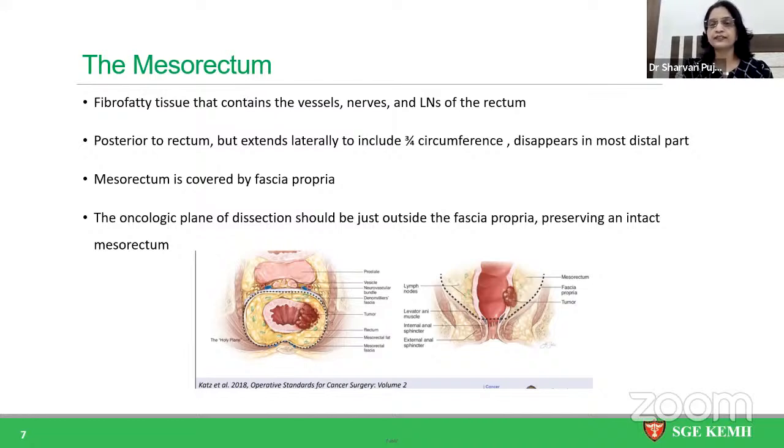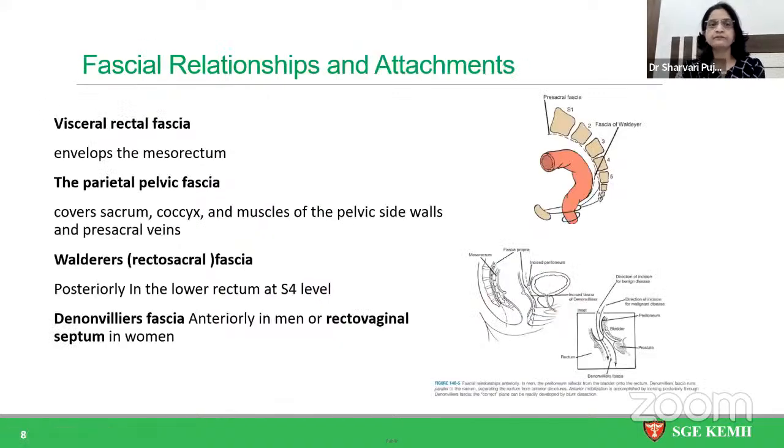Means we have to resect the rectum and mesorectum as an intact unit, with the plane of dissection being outside the mesorectal fascia, the fascia propria. Now coming to these fascial relationships. The fascia propria is the fascia which covers the mesorectum.